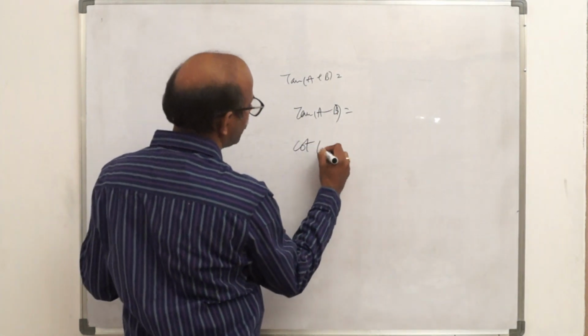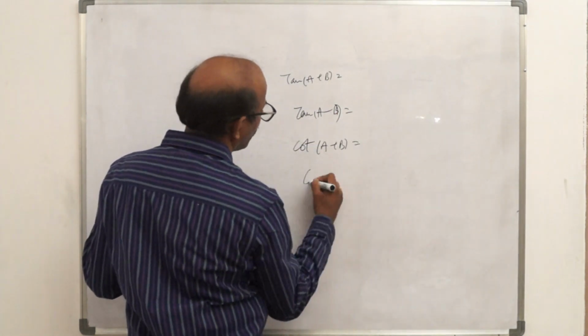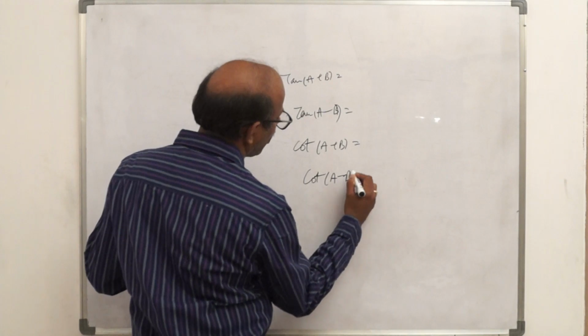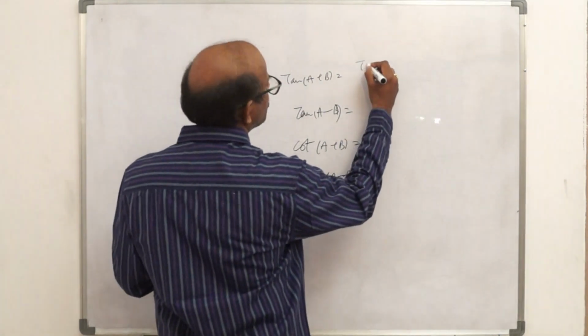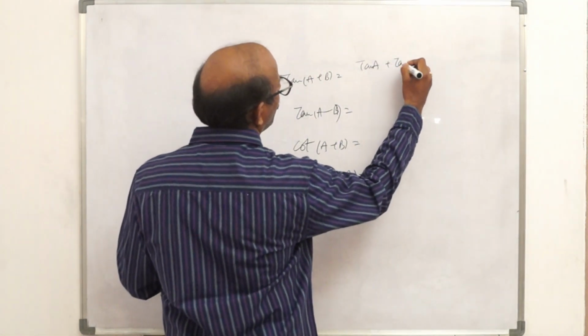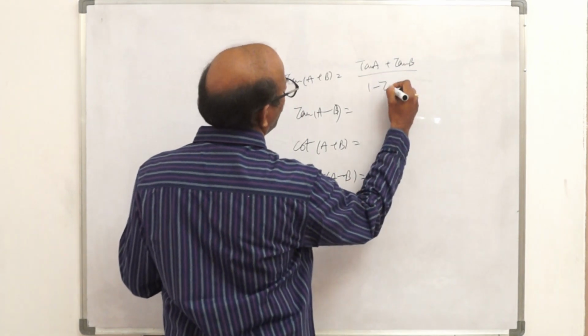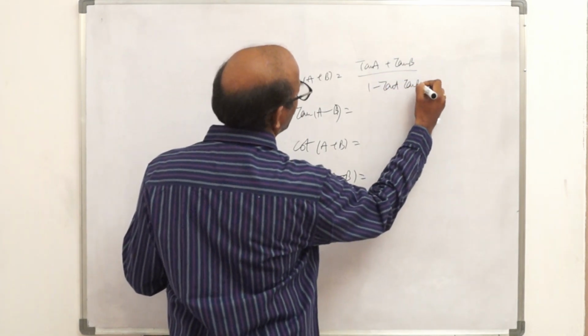Tan of A minus B. Cot of A plus B, cot of A minus B. Tan of A plus B, very important formula: tan A plus tan B by 1 minus tan A tan B.